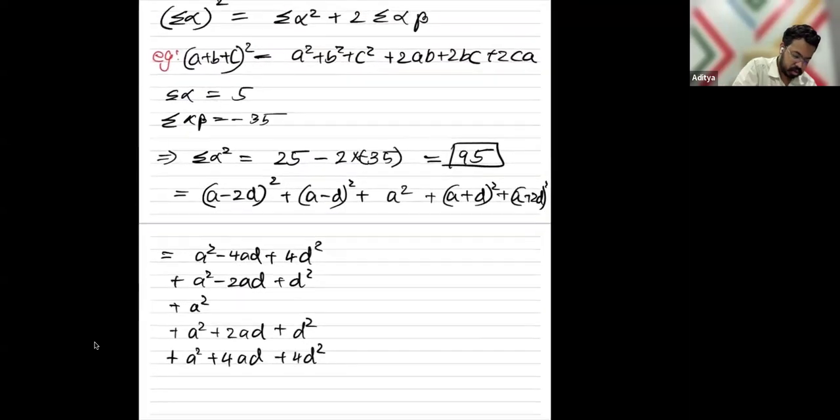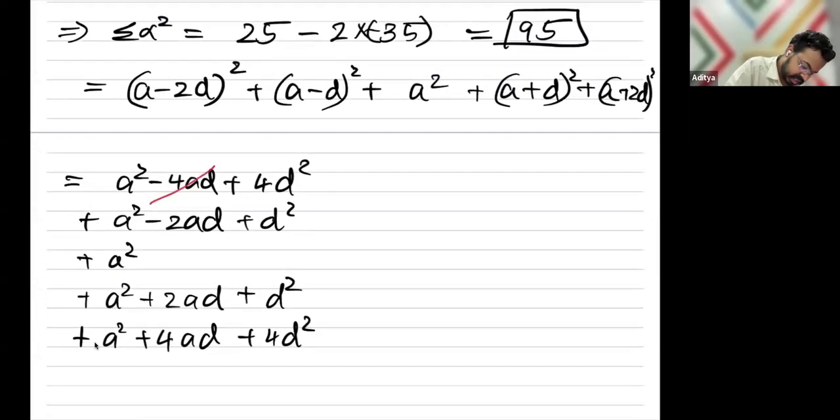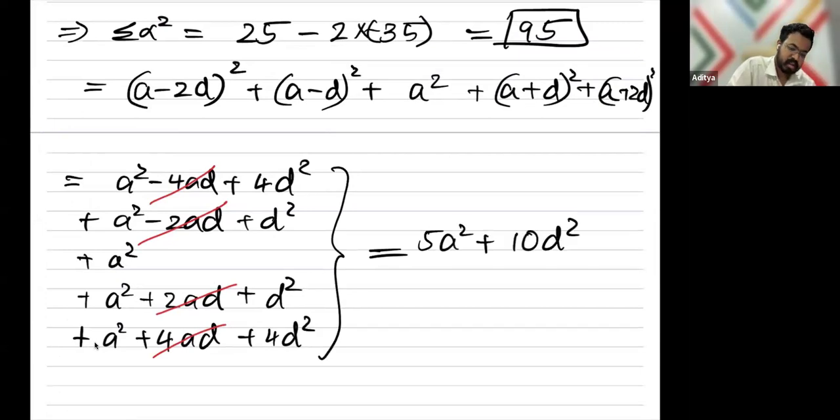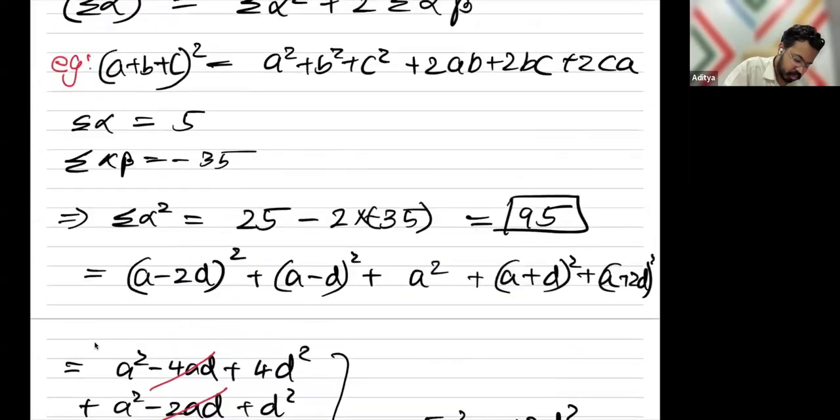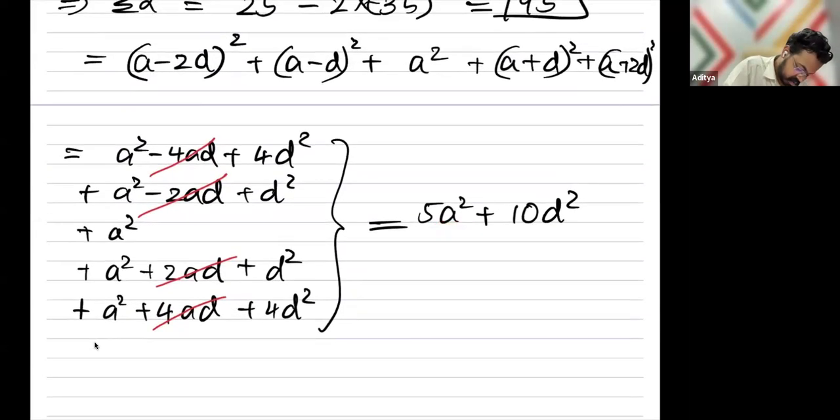Has everyone understood this? These are separately the squares of all these terms. Now, if I do some cancellations, it turns out that this is equal to 5a square plus 10d square. We already know what a is. A was the middlemost term that we had calculated as 1. Correct. So we have, this implies 95 is equal to 5 plus 10d square.